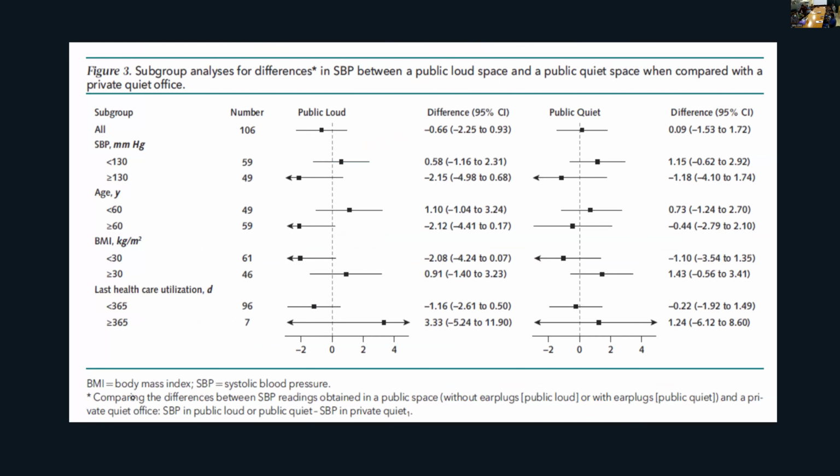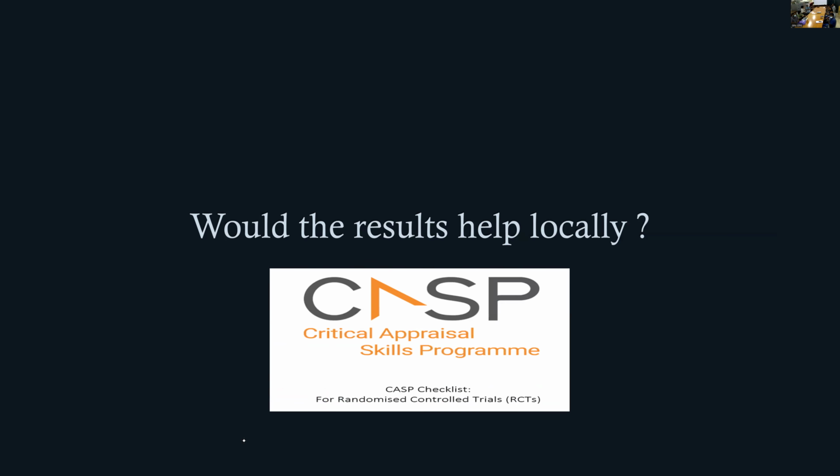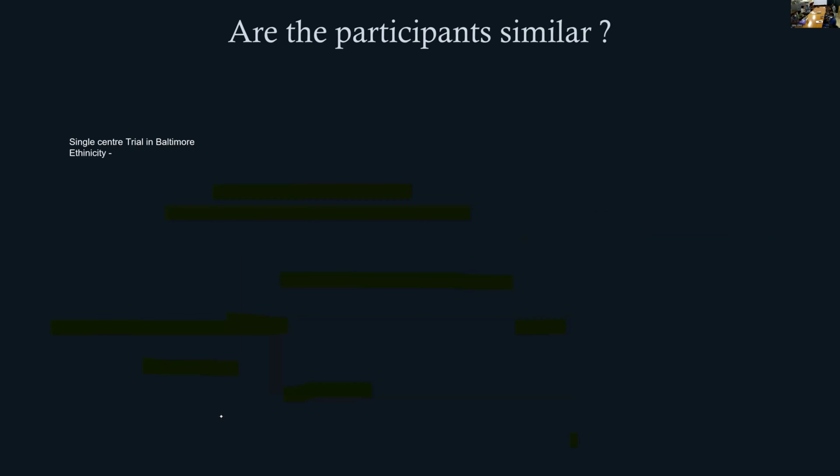Same, this is a subgroup analysis in a forest plot. So for each of the subgroups they had planned, there's no significant difference. So coming to the last part, will the results help locally? So are the participants similar?